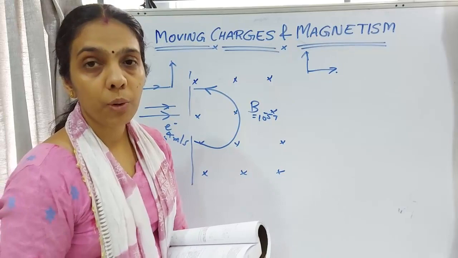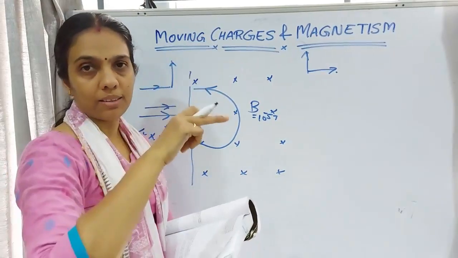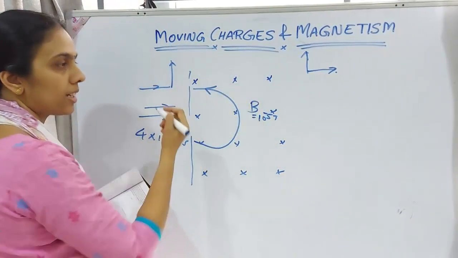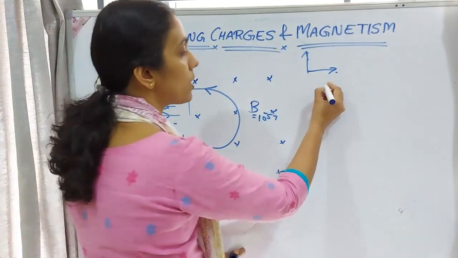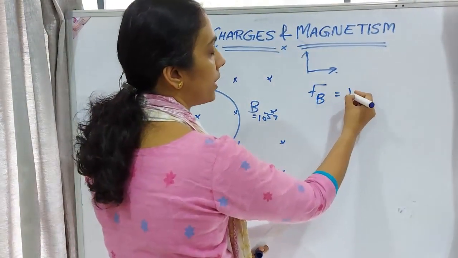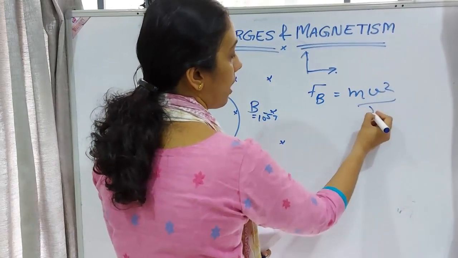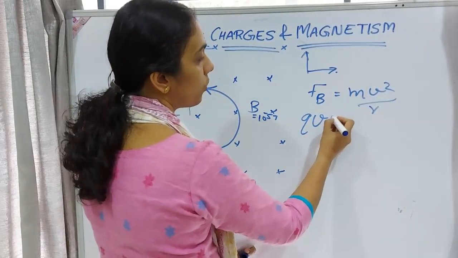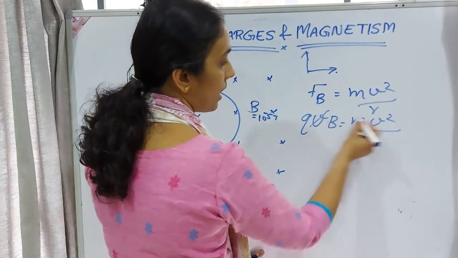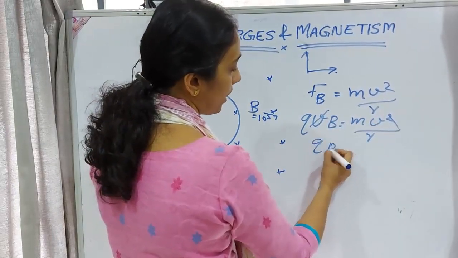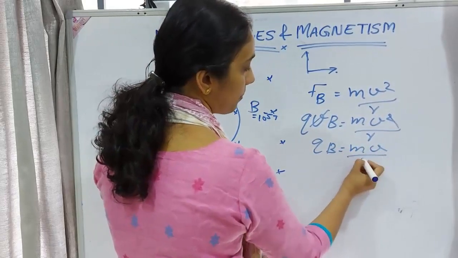So this will be following a circular path. Okay, it is following a circular path. If it is following a circular path, then the force due to the magnetic field will be equal to mv square by r. So we will get qvB equal to mv square by r. V and v will get cancelled. qB equals mv by r.